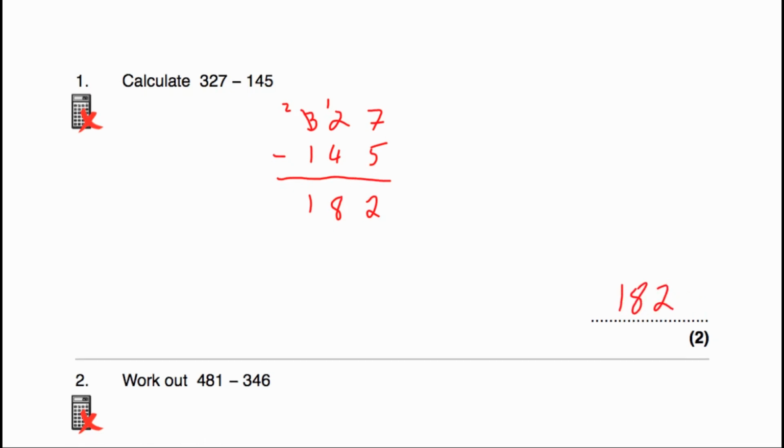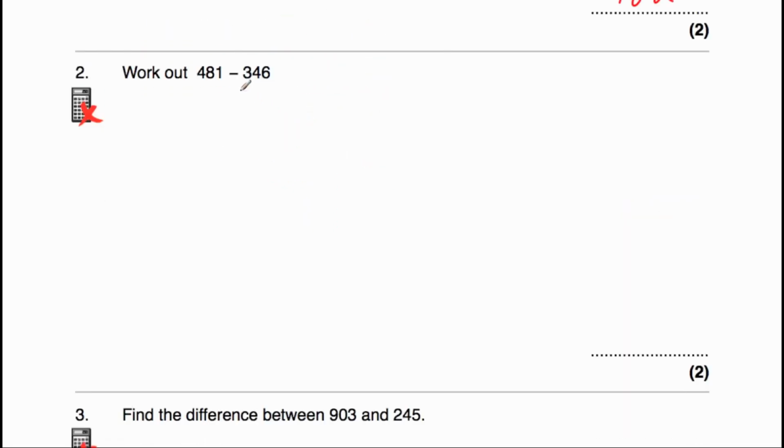Okay, our next question, question number 2. So question number 2 says work out 481 subtract 346. And again, I've lined them up in columns with the ones, the tens and the hundreds lined up. So 1 take away 6 we can't do, so let's borrow. So that's now a 7 and that's an 11. 11 take away 6 is equal to 5. 7 take away 4 is equal to 3. And 4 take away 3 is equal to 1. So the answer would be 135.